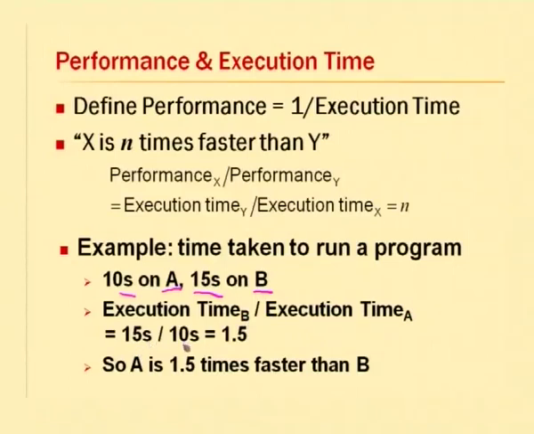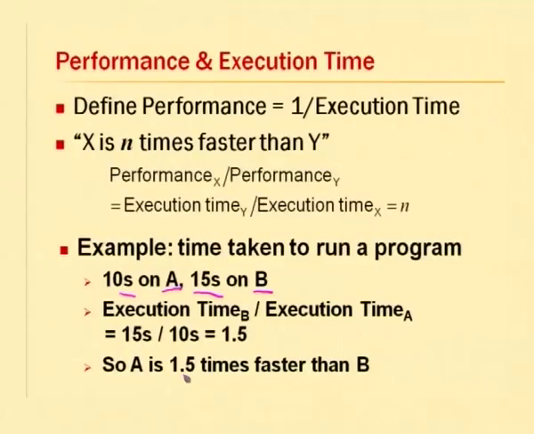That is 15 seconds by 10 seconds. So it is 1.5. Okay. So we say that A is 1.5 times faster than B. Okay. So this is what we mean by comparing performance. So you can see that you are basically comparing performance here in terms of the execution times, right, and saying that one machine is faster than another machine by a factor of 1.5.